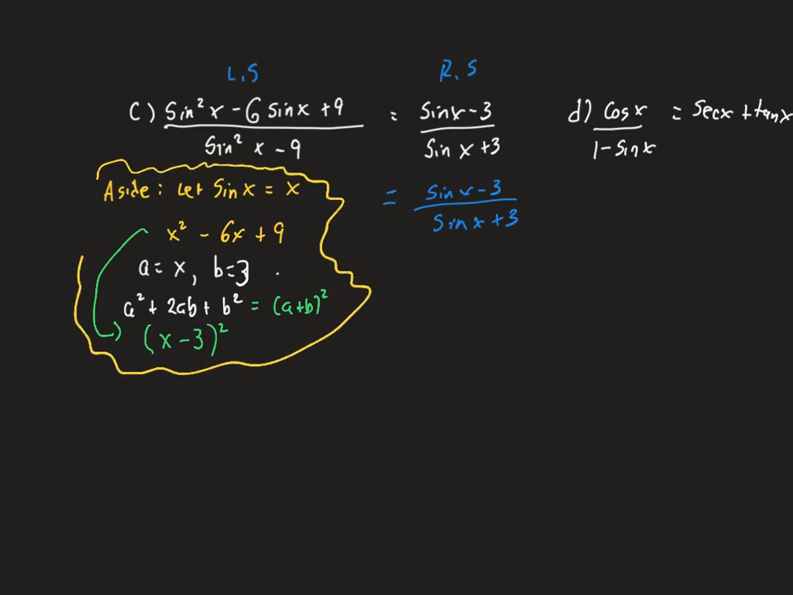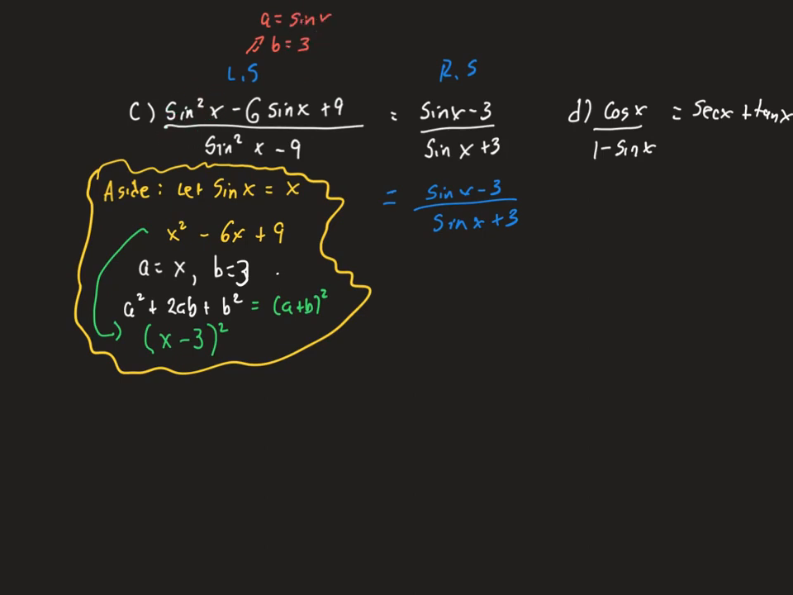Now again, you don't have to do these as little asides. I do them just to remind you of little facts from before. So knowing that, I can say the same thing for my top here. Assume now, what can I say here? I can say my a is sine x, my b would still be 3, because the square root of this one is 3. Square root of this one would be sine x.